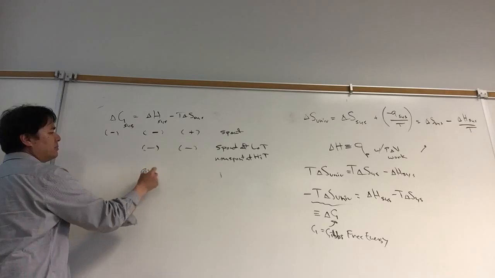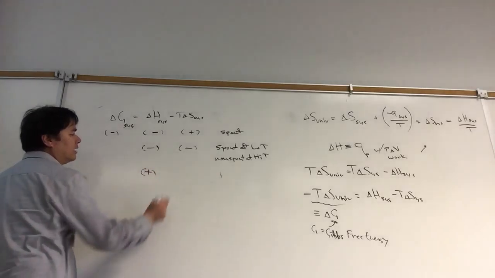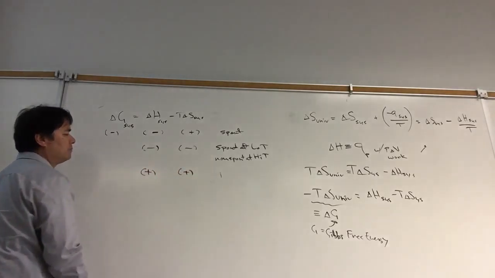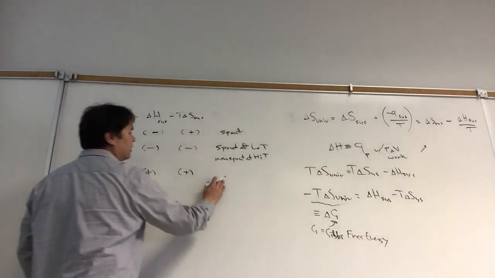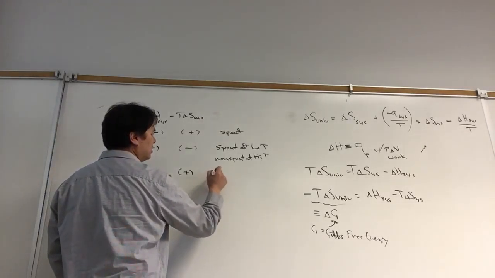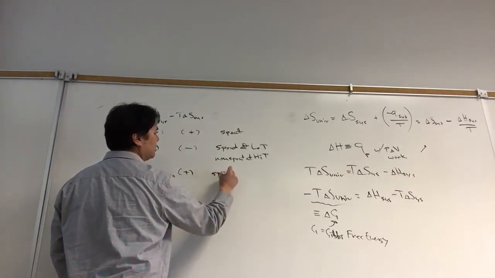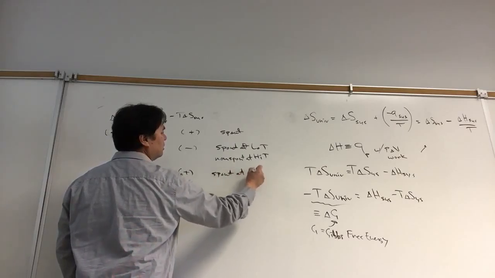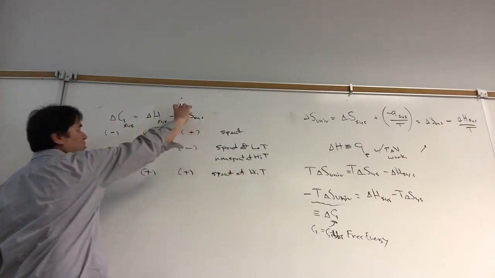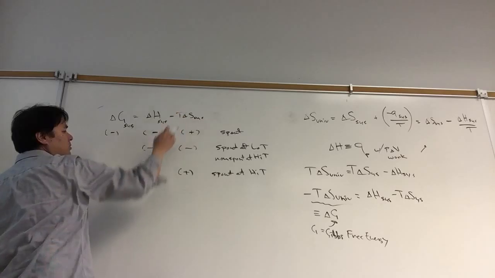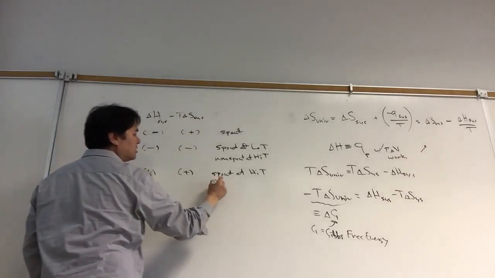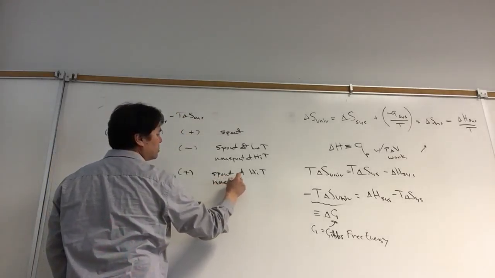If the energy goes up, that's not good. But if the energy goes up and the entropy goes up, then maybe the entropy can dominate. The entropy term is good, so this would be spontaneous at high temperature. So the entropy term gets bigger and bigger as the temperature goes up. And it's going to be non-spontaneous at low temperature.